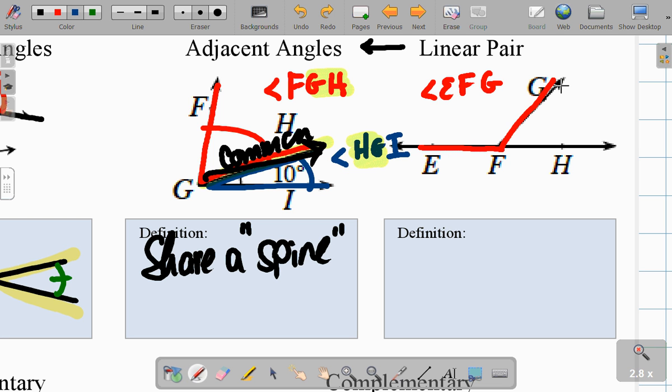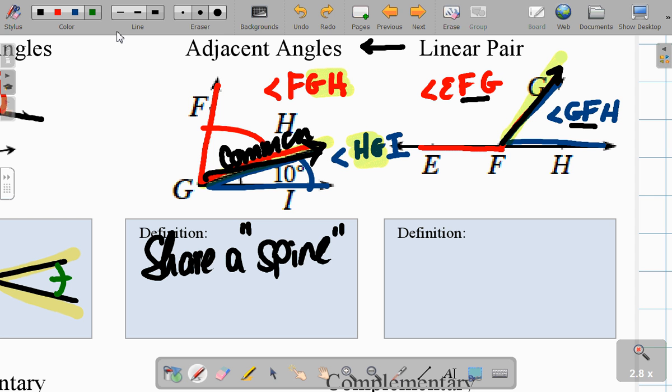EFG, GFH. Now, why does that make you giggle? That's what we have to ask. Okay, on that note, guys, you can see they have a common ray. Here's the most important thing. Watch out for this, guys. This is on the exit ticket.